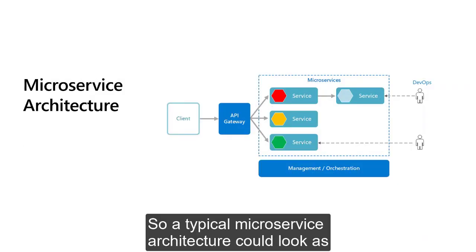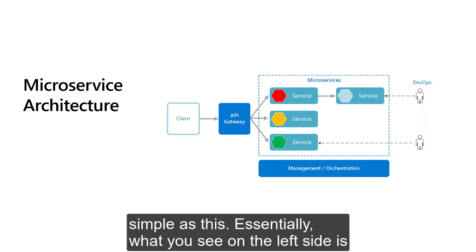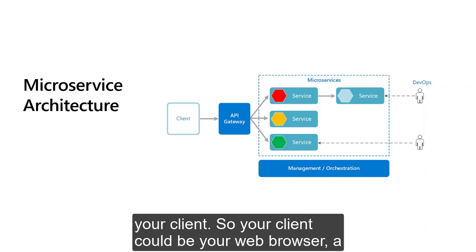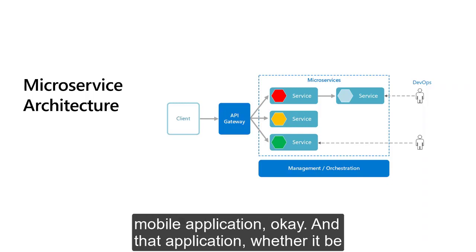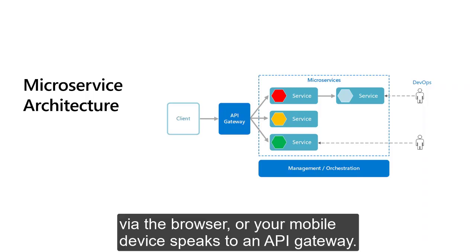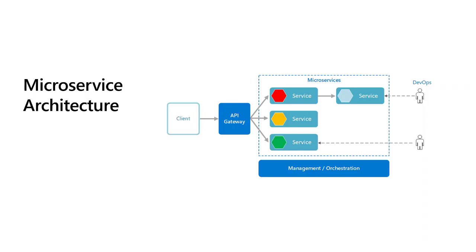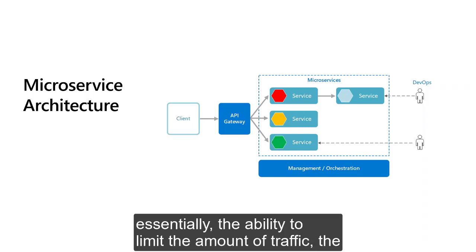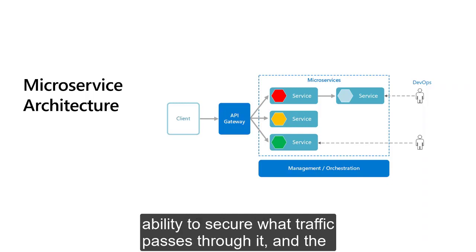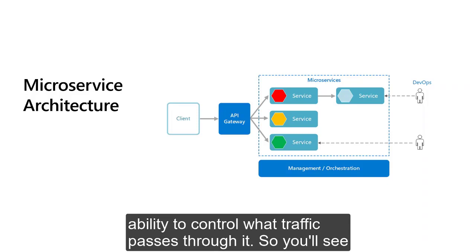So a typical microservice architecture could look as simple as this. Essentially, what you see on the left side is your client. So your client could be your web browser or a mobile application. And that application, whether it be via the browser or your mobile device, speaks to an API gateway, and that API gateway provides a large amount of functionality: the ability to limit the amount of traffic, to secure what traffic passes through it, and to control what traffic passes through it.